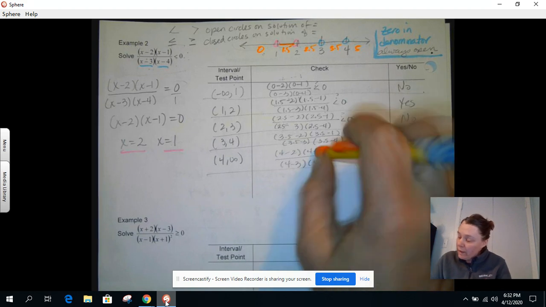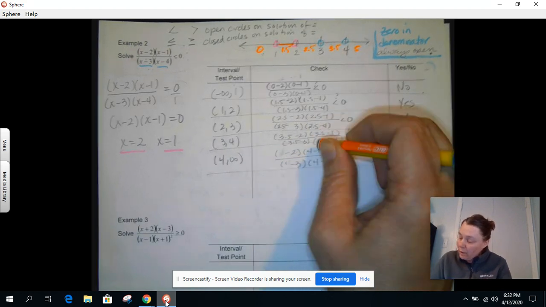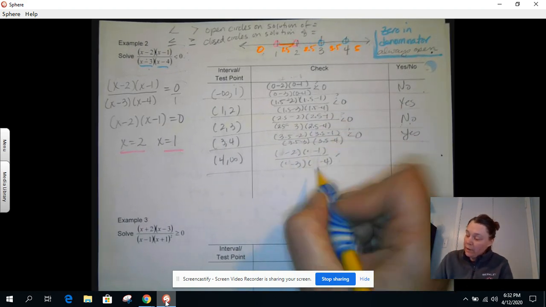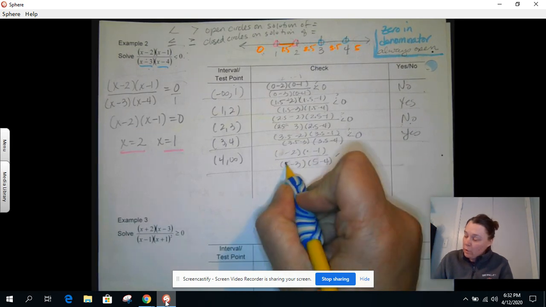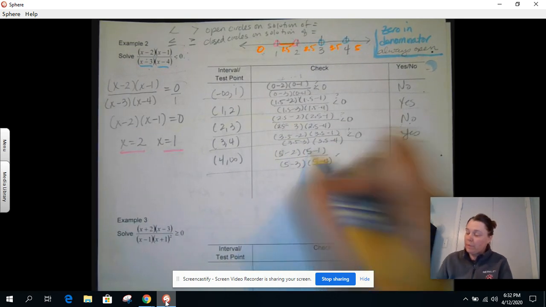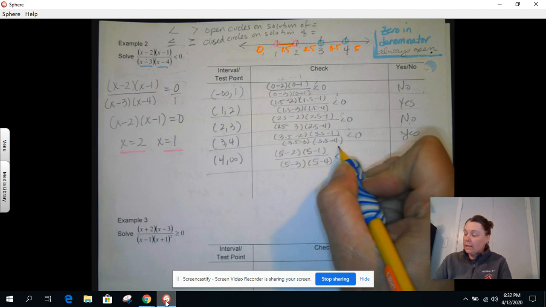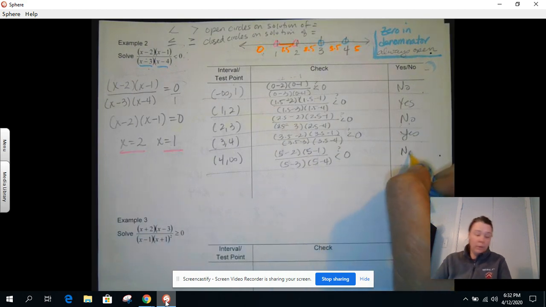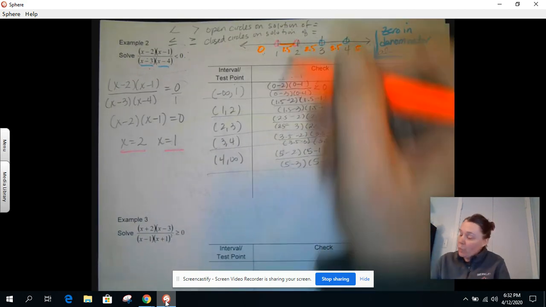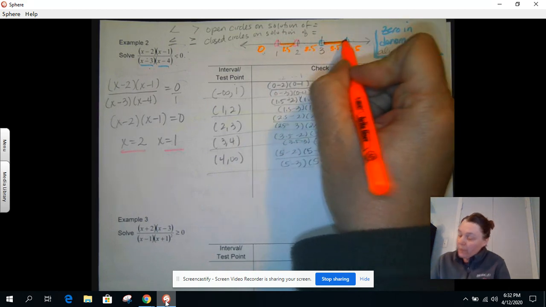Whoops, I want to put 5 in, not 4. Darn it. I went to put the 4 in, and I was like, oops, I'm going to get 0 in the denominator. That doesn't work. So I have to put something bigger in. And is that less than 0? No. Okay, so then our solutions are from 1 to 2 and then from 3 to 4.